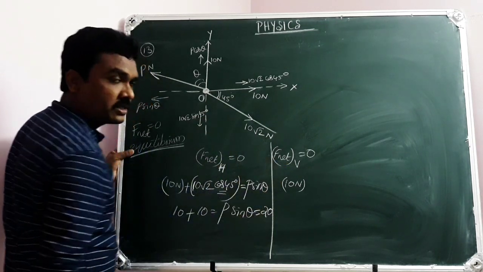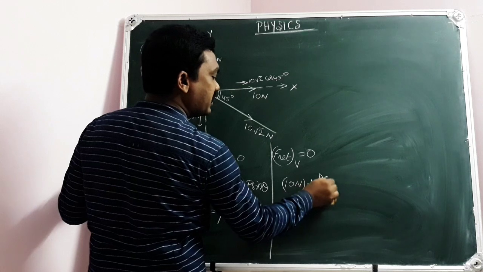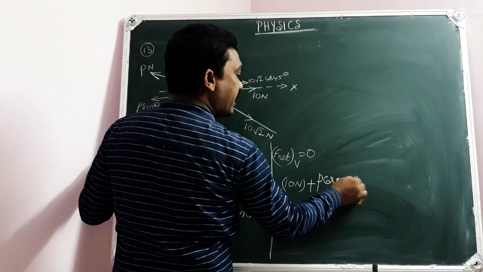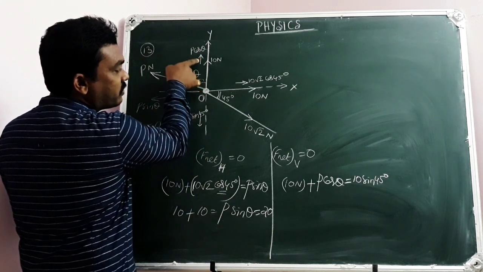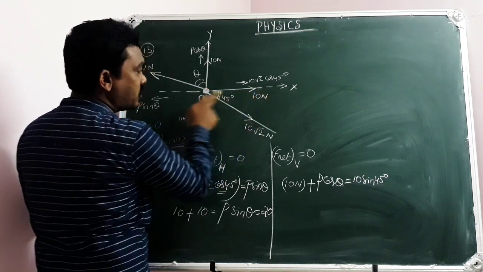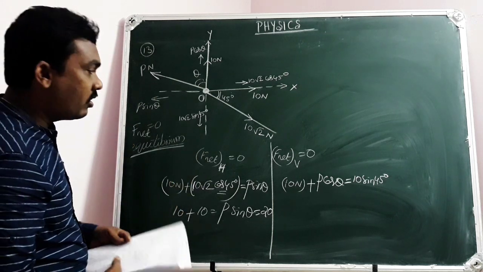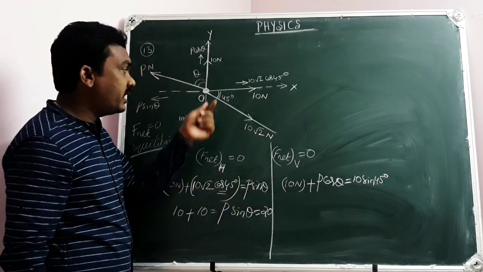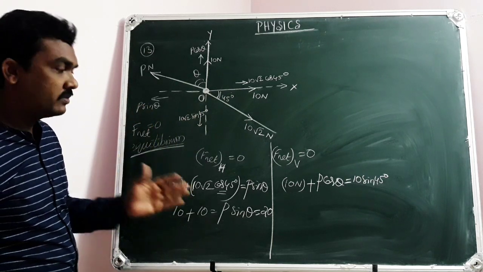Now come to the vertical components. Here, along the positive y-axis, vertically upwards, 10 plus P cos theta must be balanced by 10 root 2 sin 45 degrees, which is vertically down. The entire vertical force must be balanced by vertically downward force. The total horizontally right force should be balanced by horizontally left force. That is the balanced condition. All the horizontal forces must be balanced. All the vertical forces must be balanced. Then your particle will experience a zero net force and will be under equilibrium.